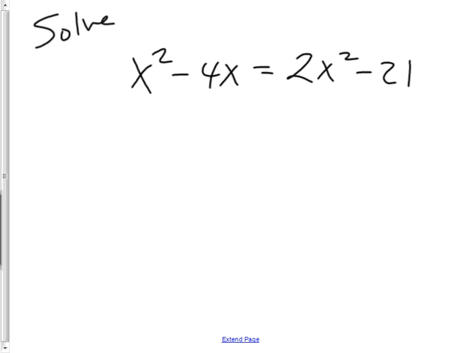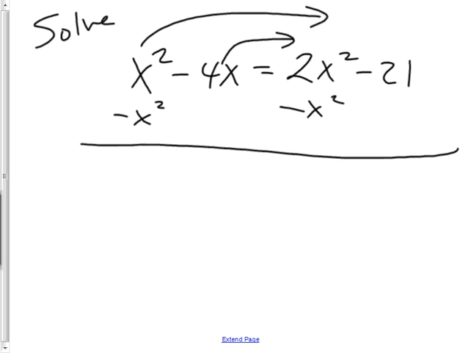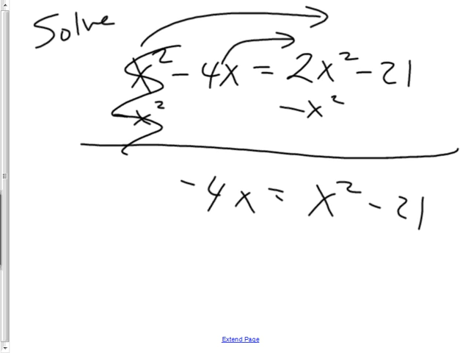And the first thing you have to do is get everything to one side. You could either move these two things over here, but then you get a negative on the beginning of the problem. It'd be negative 2x squared, and that's a bit of a pain in the butt. So I personally would move this stuff over to the other side. So I'm going to subtract x squared first, and this cancels. Negative 4x equals x squared minus 21. Then I'm going to move this to the other side, so I'm going to add 4x to both sides. 0 equals x squared plus 4x minus 21.